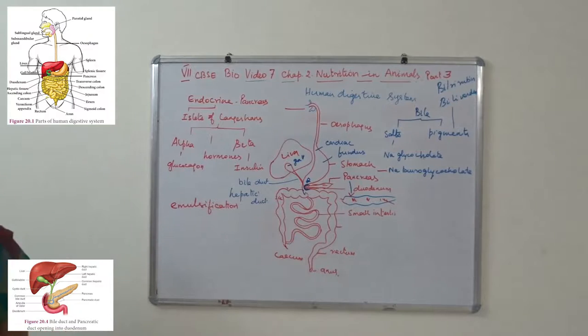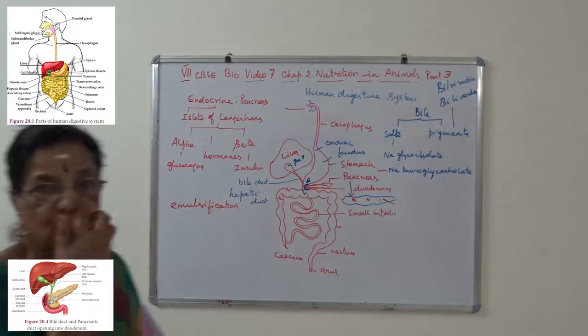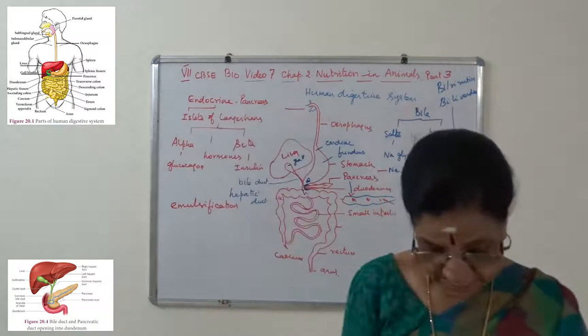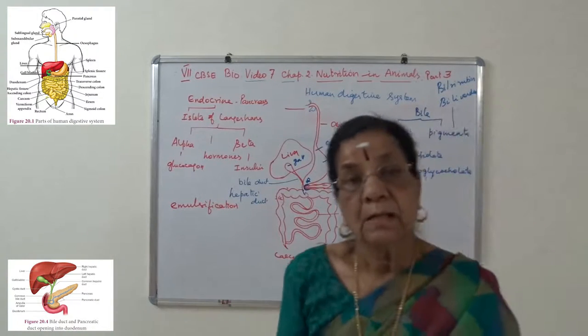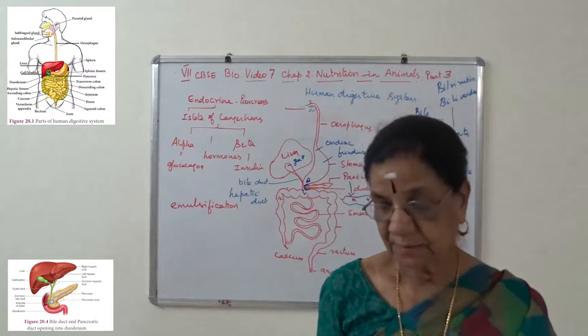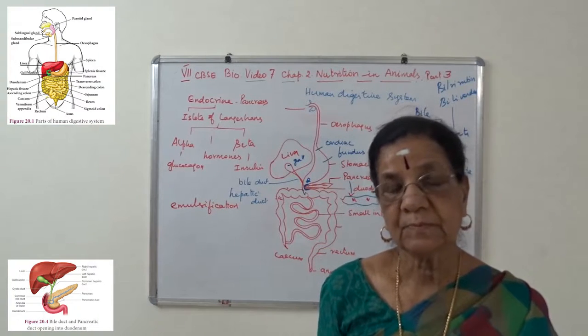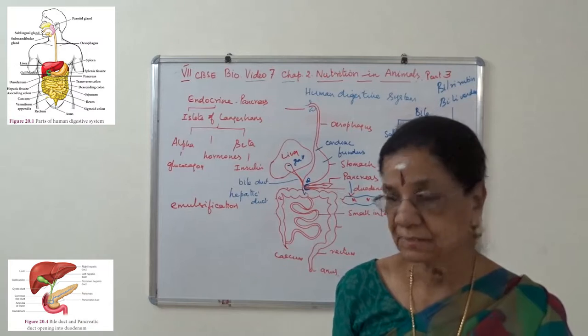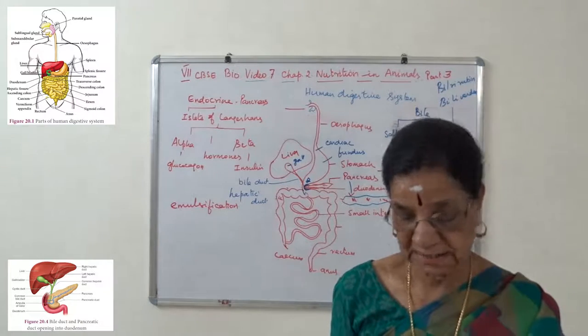As large fat droplets are made into simpler ones, that process is called emulsification. I hope you understand. Now the functions of the liver I have given in the QB, you know, just listen.